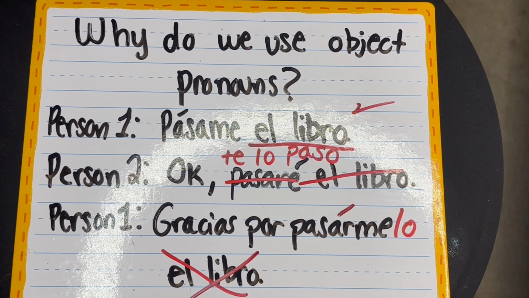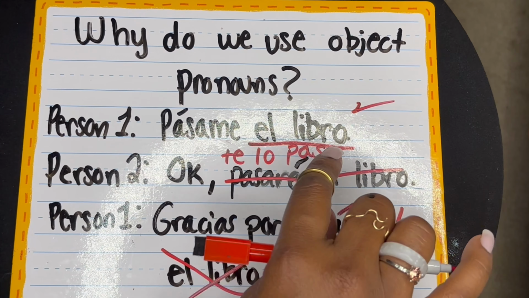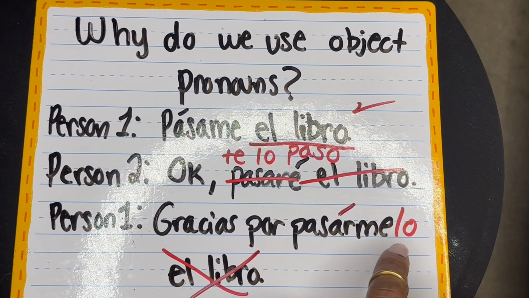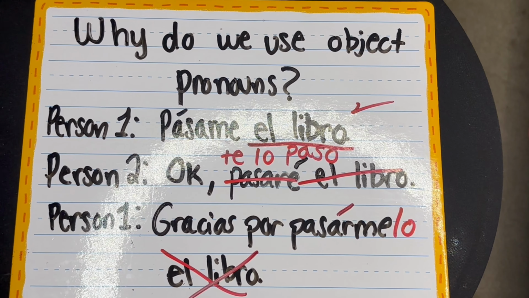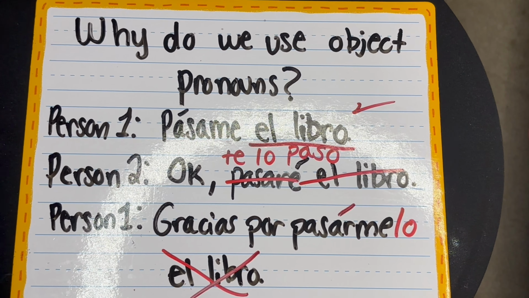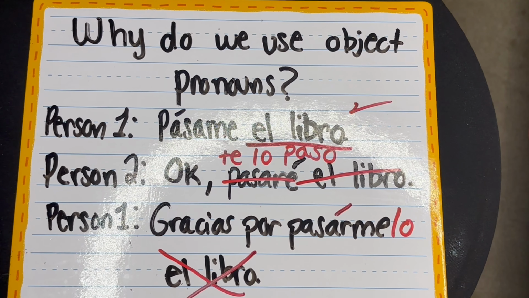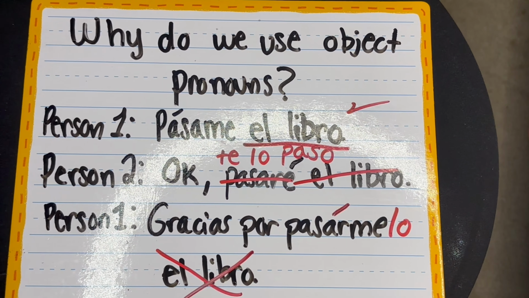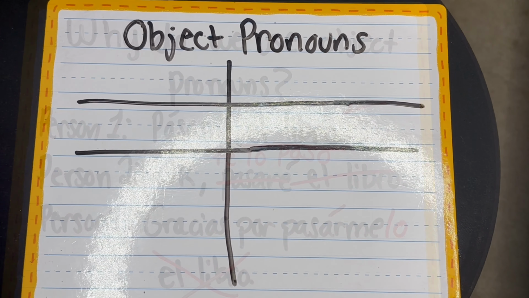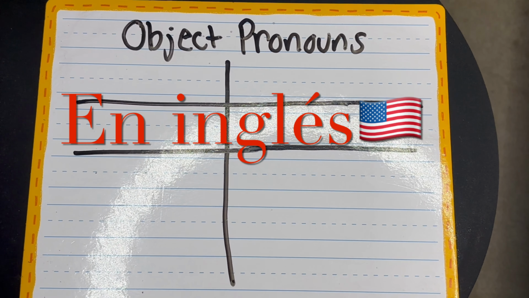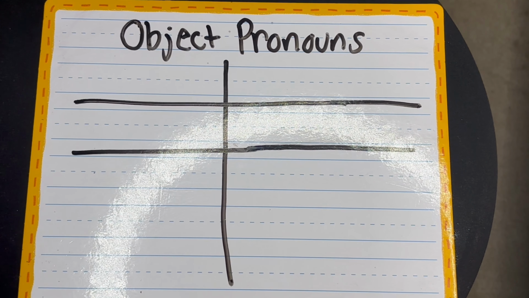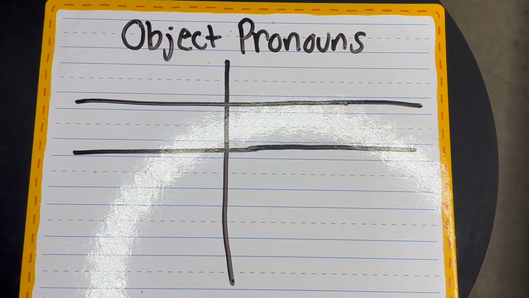So now it reads naturally, pass me the book. Okay, I'll pass it to you. Thank you for passing it. Object pronouns make our speech a lot more natural without reiterating the same things over and over. Now, let's go over all the object pronouns that we use daily in English. Then we'll translate them, okay?